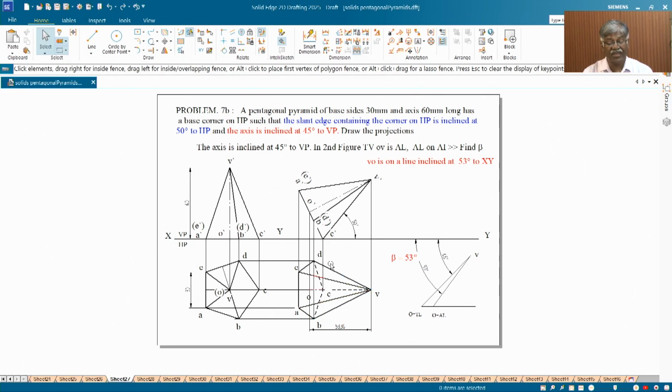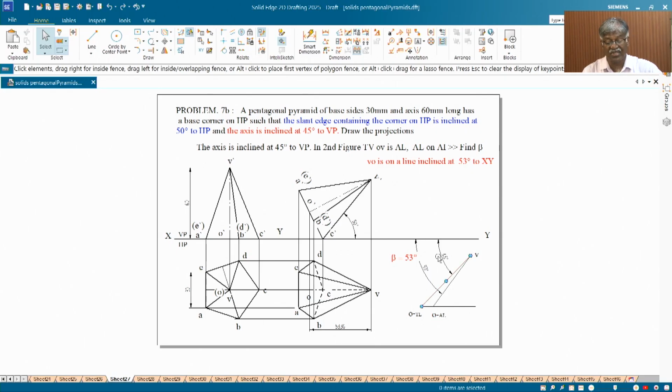Here it is apparent length. Definitely you must keep it on apparent inclination. Say I have given the axis inclined at 45 degrees to HP. In the second figure top view, OV is the apparent length, the apparent inclination, that is beta. Find beta. So OV is on a line inclined at 53 degrees. So you separately find it and then keep it directly on 53 and show it somewhere. Okay. So you have to have space management.